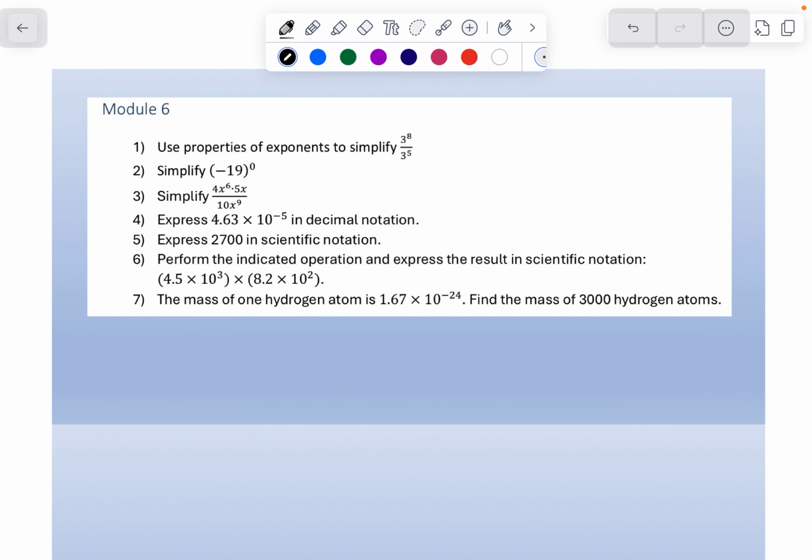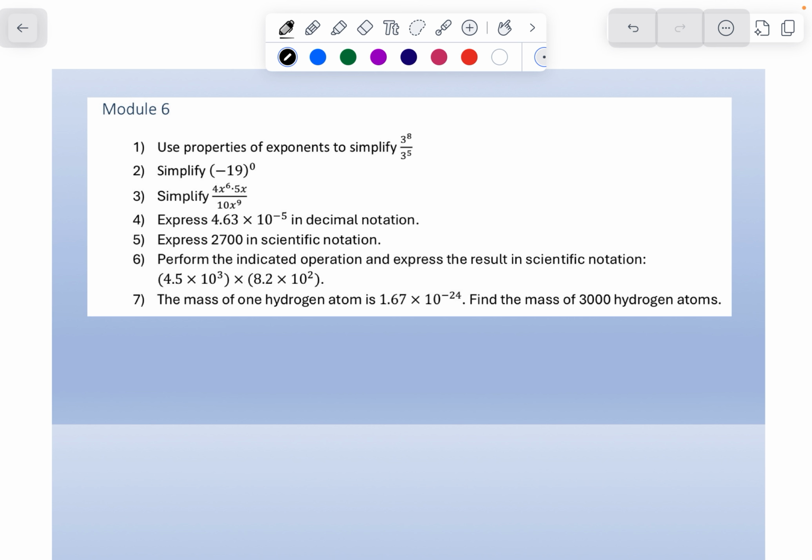So Mod 6 is about exponents and scientific notation. Let me go over these 7 problems with you. Now, the rule is if the bases are alike and you're multiplying, we add the exponents. If the bases are alike and we're dividing, you keep that base and you subtract the exponents.